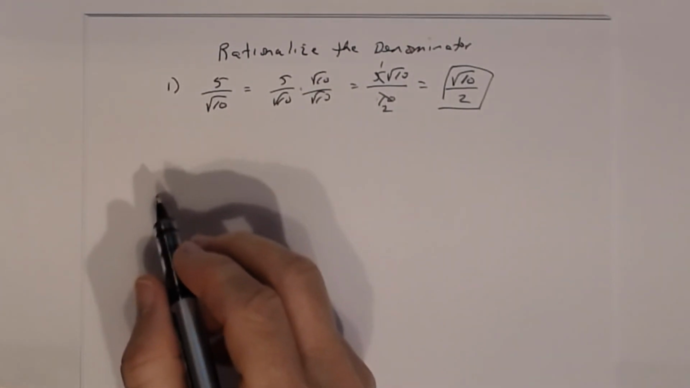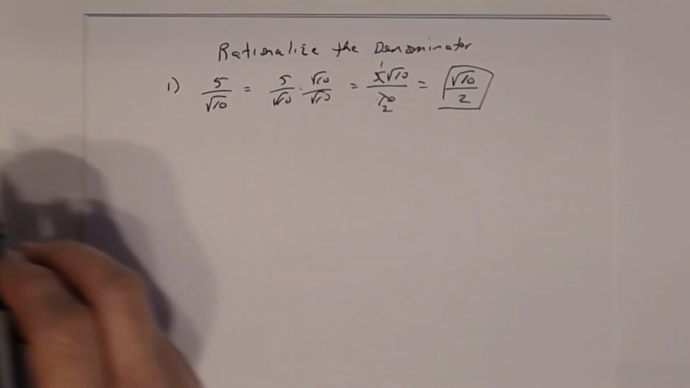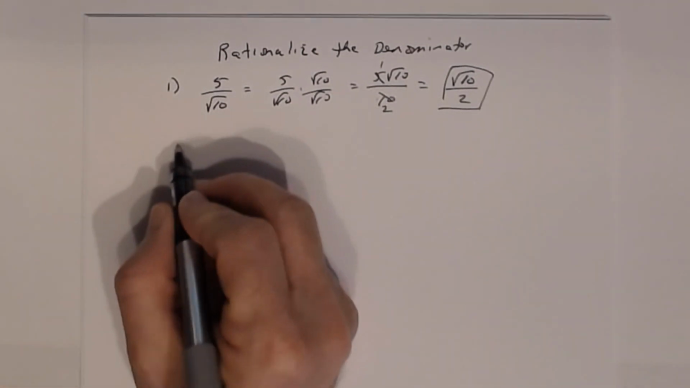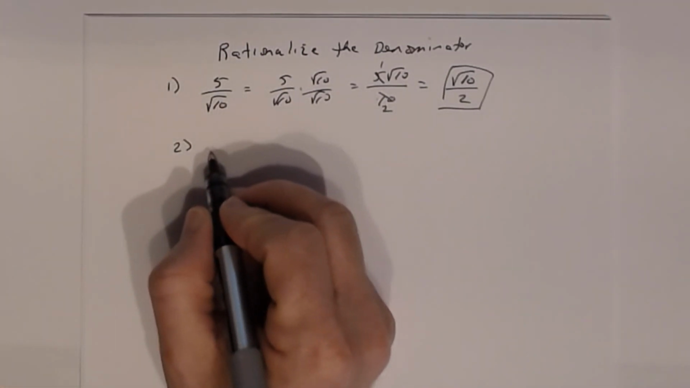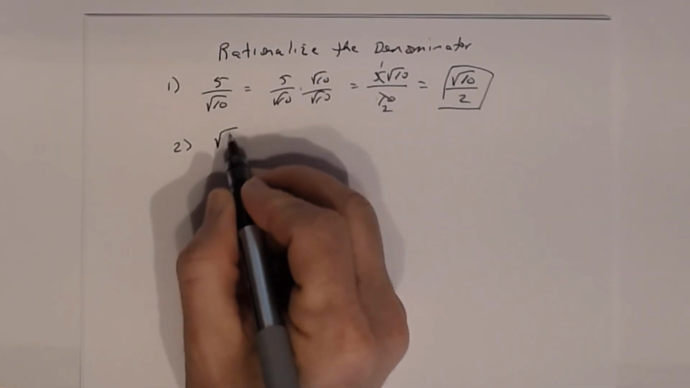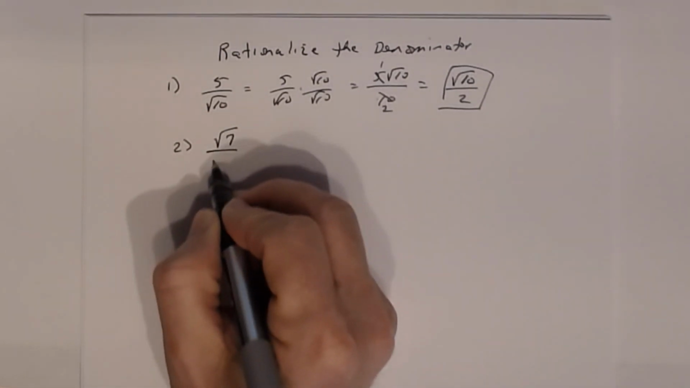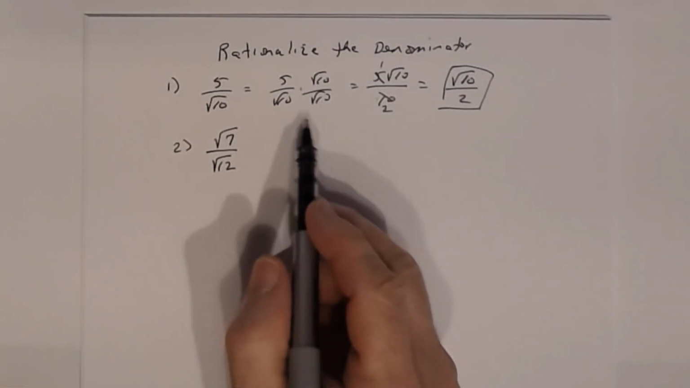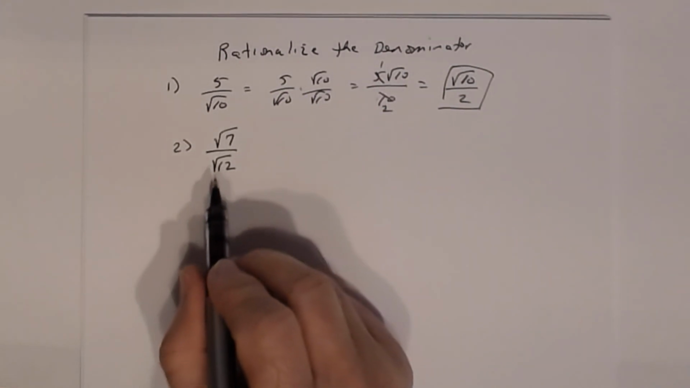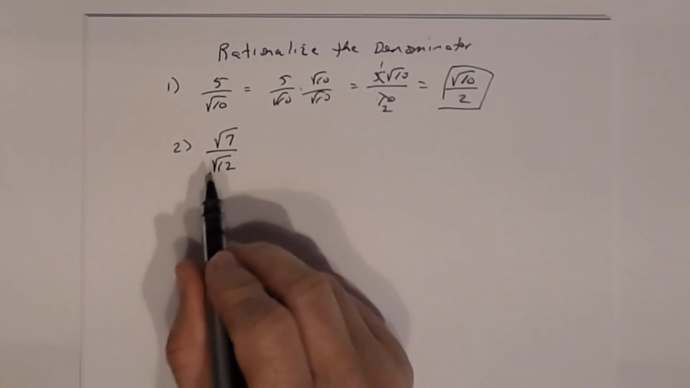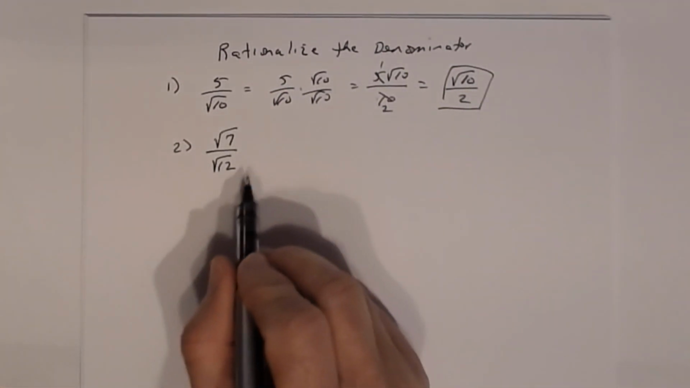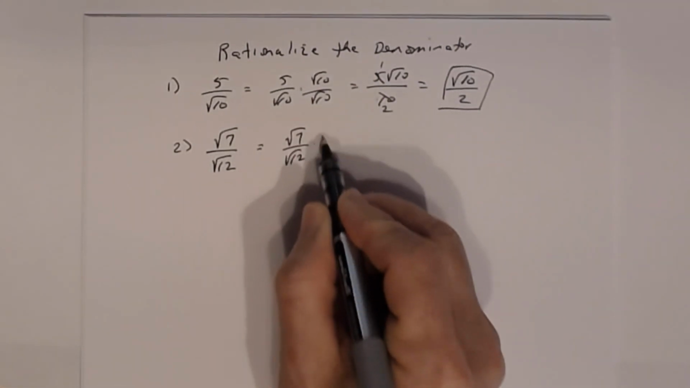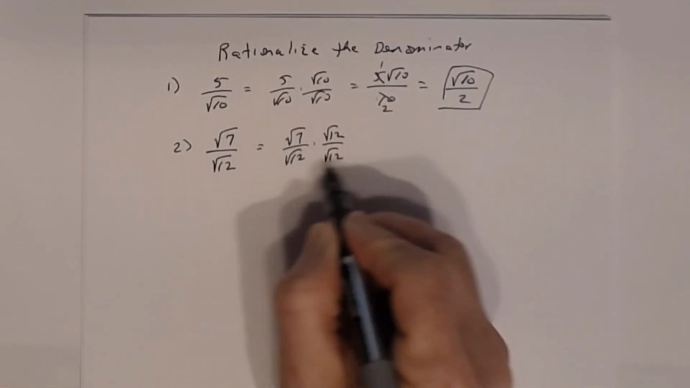Then there are some, though, that you may have something like, let's say this. So let's say you had number 2, the square root of 7 divided by the square root of 12. And so you can use the same idea. So there are a couple of ways you can do this. If you want to get this denominator to be a rational number, you can multiply the numerator and the denominator by that square root of 12.